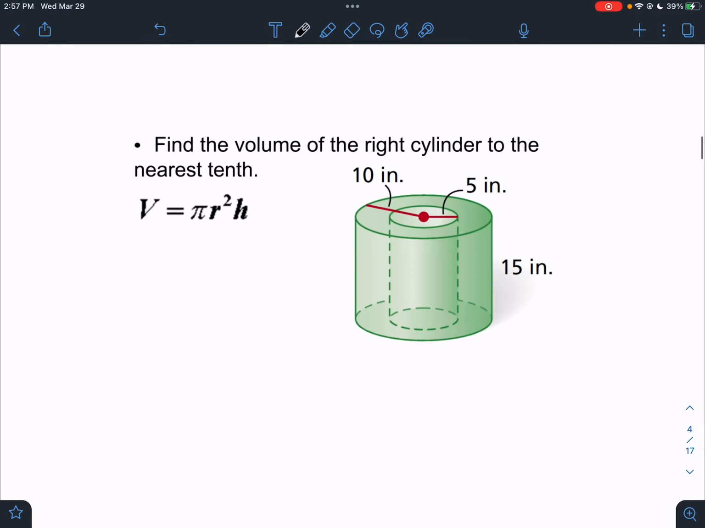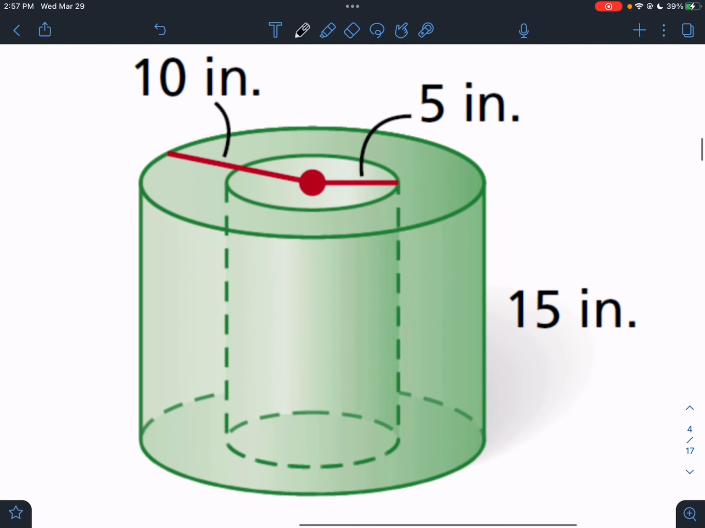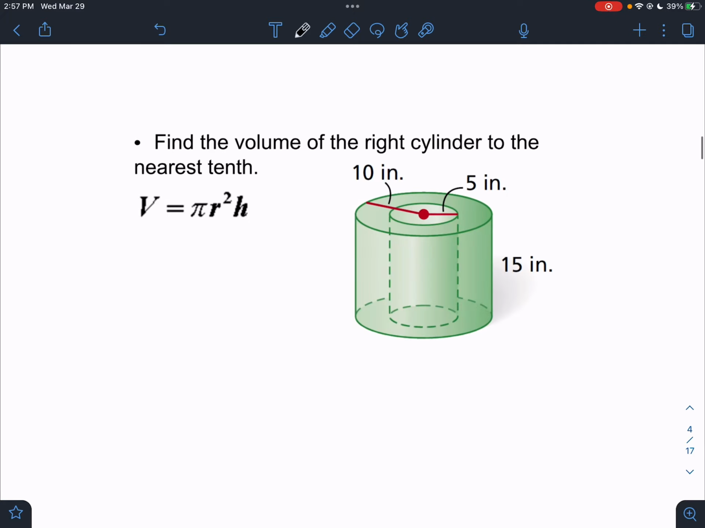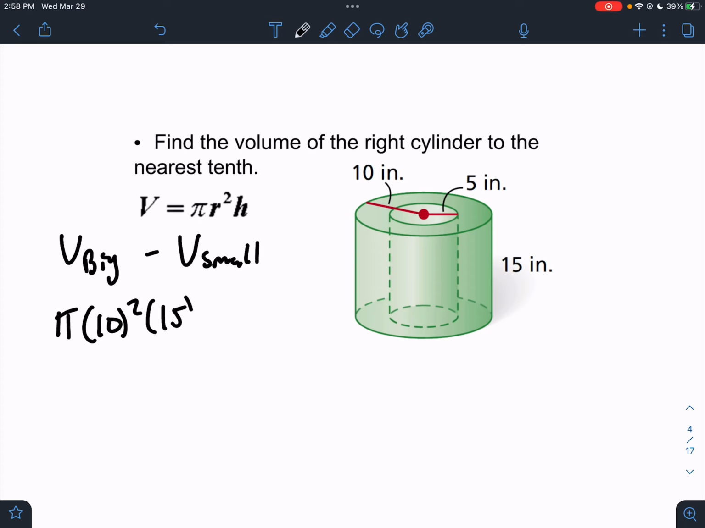So let's do a cylinder situation. Here we have a cylinder with a cylinder removed. For volume, because it's just the space it takes up, we don't care about individual surfaces. This is not surface area anymore, this is volume. So we can do the volume of the big cylinder and subtract the volume of the small cylinder, and we're done. That's going to be pi times r squared times h for the big cylinder minus pi times r squared times h for the small cylinder.